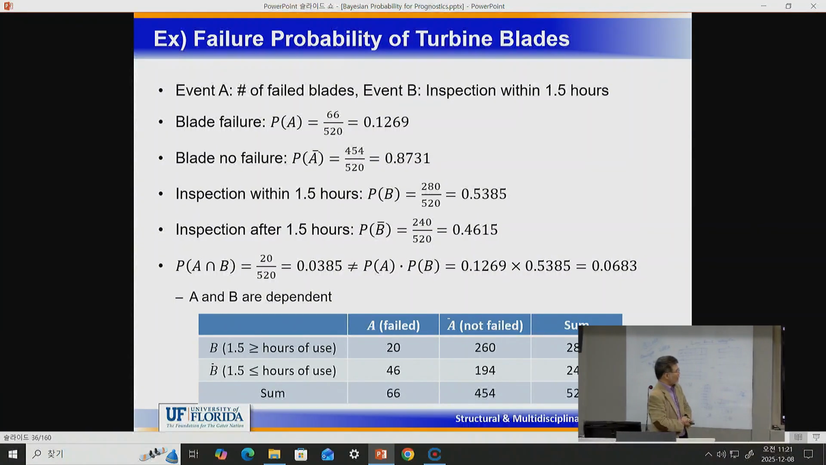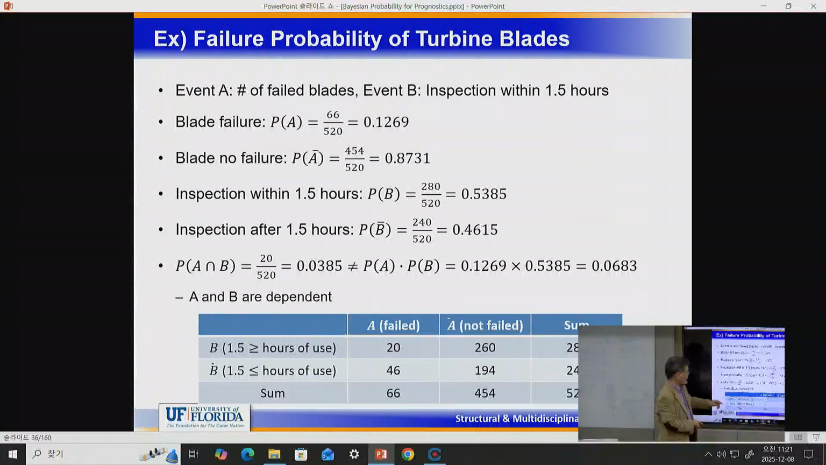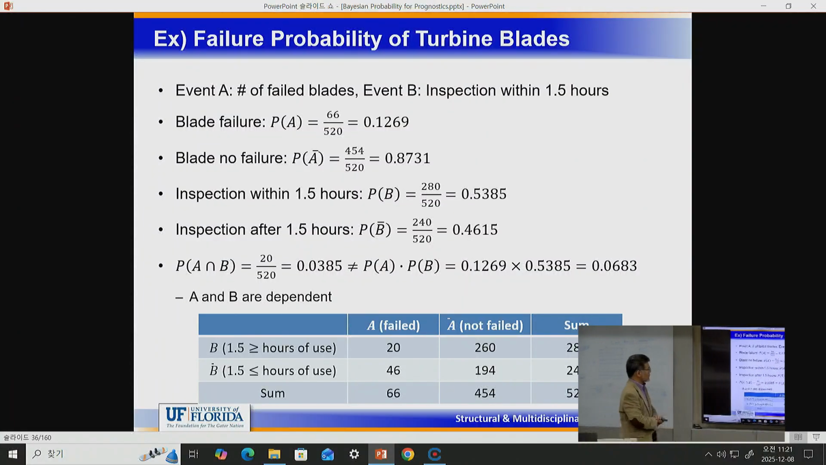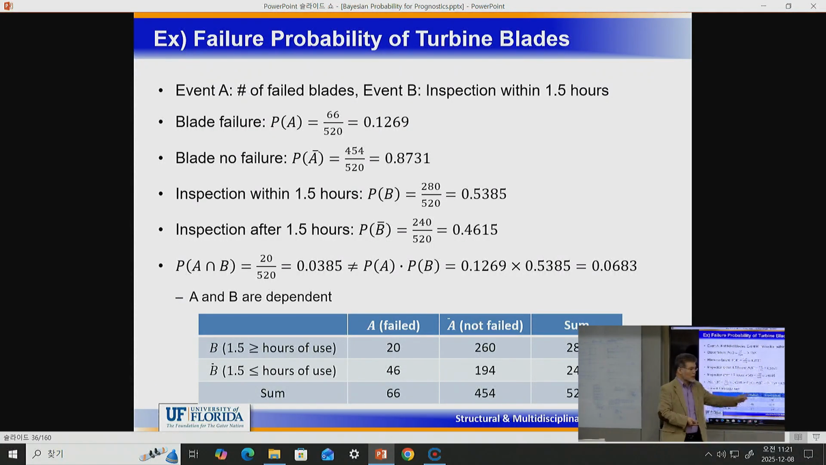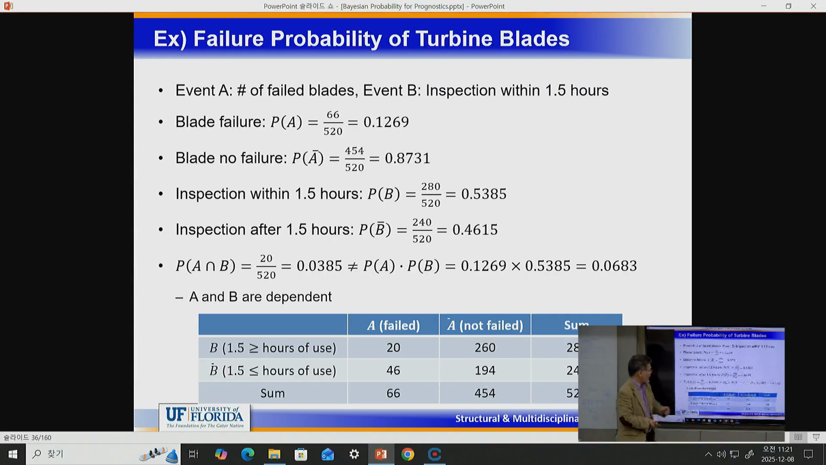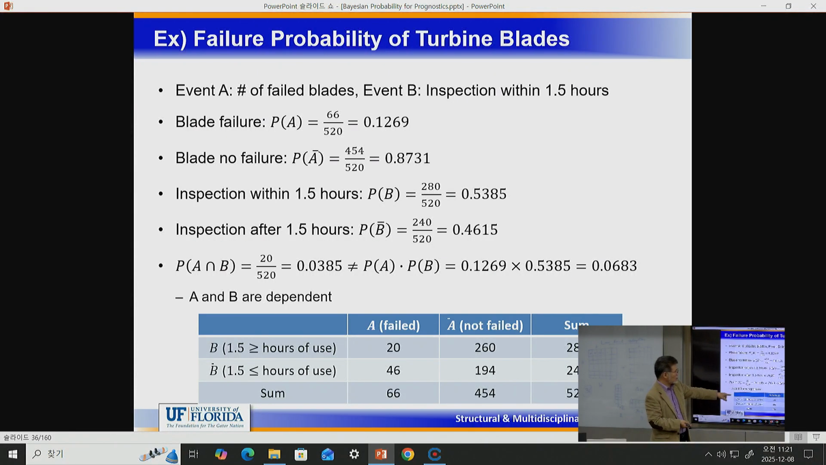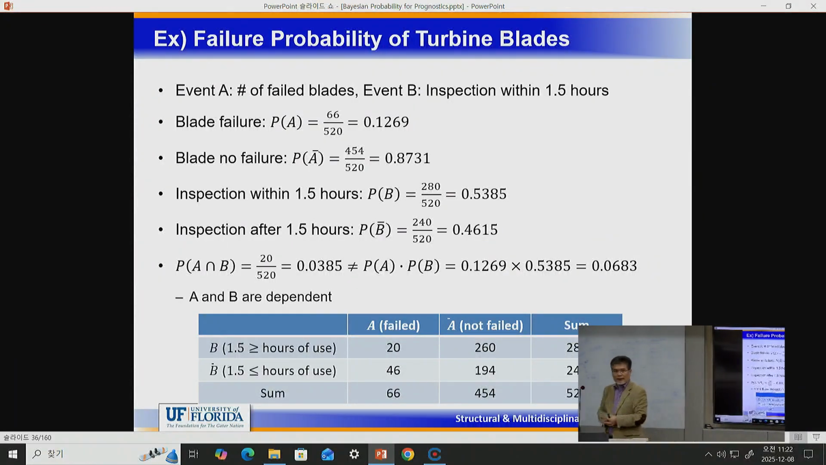So that's the simple case. Inspection within 1.5 hours is this case, right? Out of the total of 520, 280 were inspected, so that's your probability. And inspection after 1.5 hours is 0.46. So that's nothing much new. Intersection of A and B: this one out of 520 is 0.0683, which is different from P(A) 0.12 times P(B) 0.53. So if I calculate the intersection of A and B using the table versus if I multiply the individual probabilities, they are different, meaning A and B are dependent, right? Dependent.